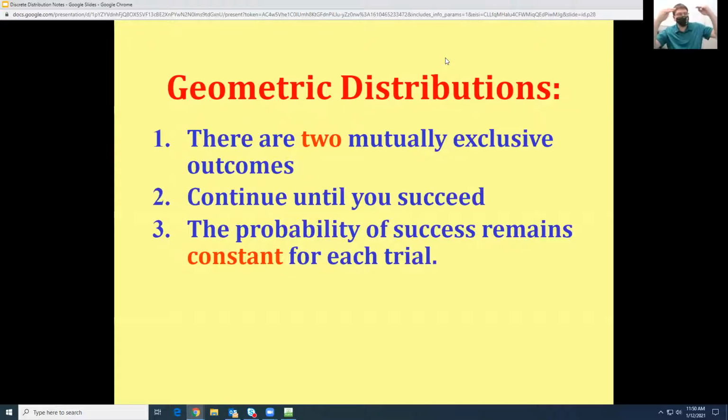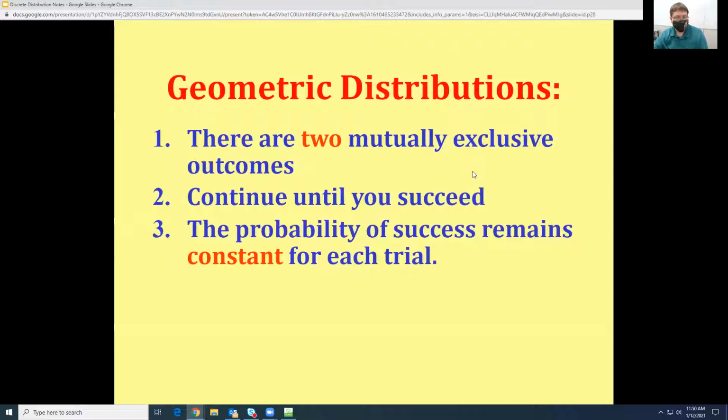So the first rule here and the third rule here are the exact same. Still two mutually exclusive outcomes for geometric, just like binomial. And the probability of success still remains constant for each trial. So that's not going to change. Those are the exact same rules that we played with when we did the binomial stuff. What is different is rule number 2. We continue geometric distributions until we find a success. And we won't know what that answer will be. So everything will be theoretical and based on probability.